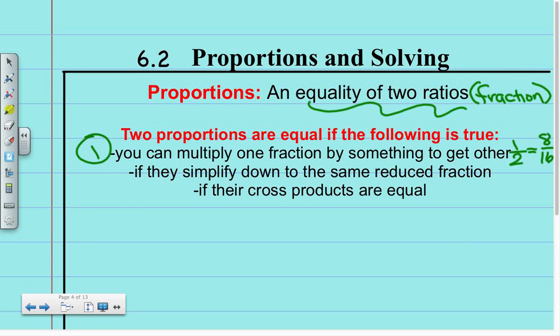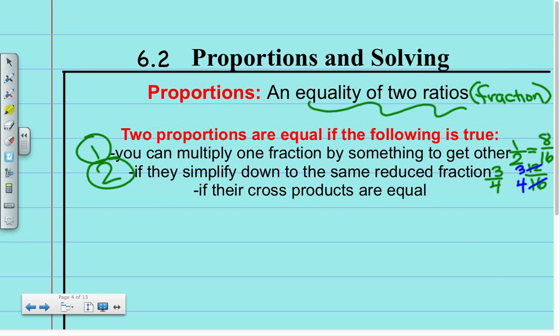The second strategy, if they simplify down into the same reduced fraction. So let's look at 3/4, and let's look at 12/16. Well, 3/4 is already simplified down, and if I were to simplify 12/16 down, I can divide them both by 4, and I get the fraction 3/4.